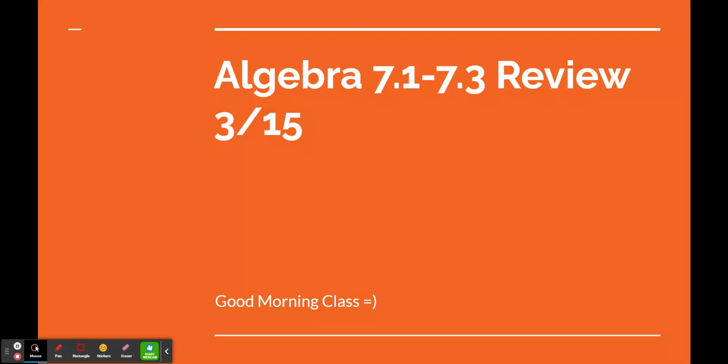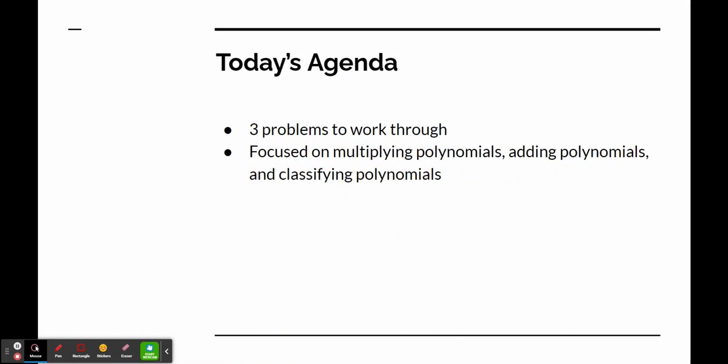Hi, everybody. For class today, we're going to do a 7-1 to 7-3 review. Today, we're going to do three problems that are focused on the three things we covered. 7-1 was classifying polynomials. 7-2 is adding and subtracting them. You won't be doing any subtracting today, but really the same idea, just combining like terms and multiplying polynomials.